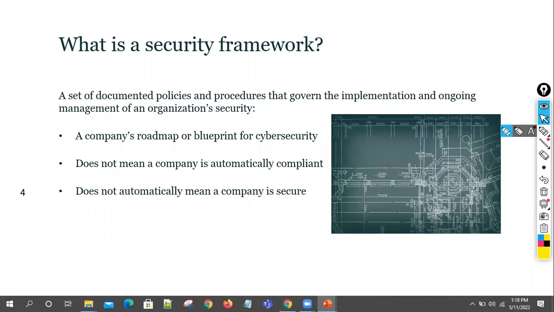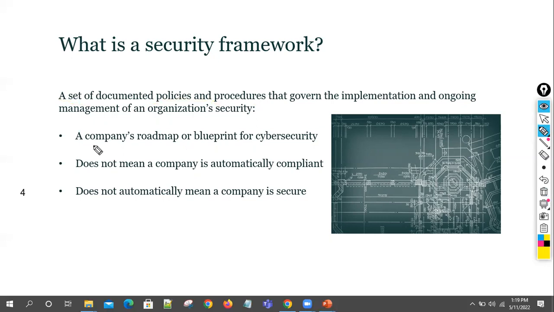The first thing we need to understand is what security frameworks actually are. Security frameworks are defined, documented policies and procedures that are governed to implement organizational security. They are a set of documented policies and procedures. This is the company's roadmap, the blueprint for cybersecurity.